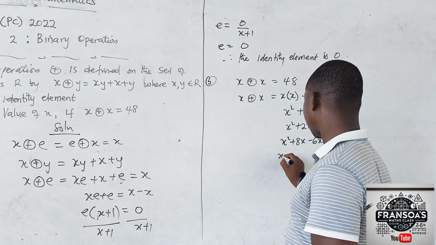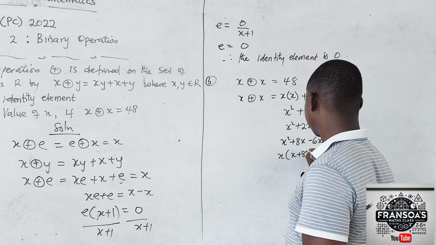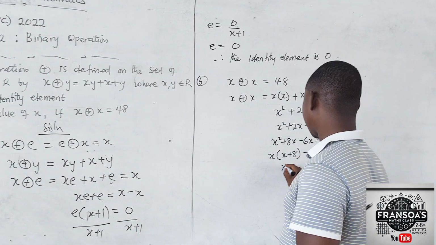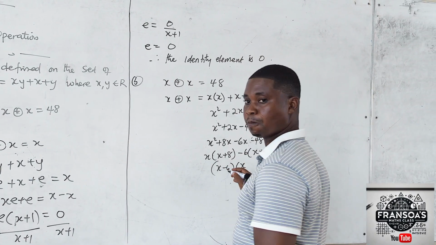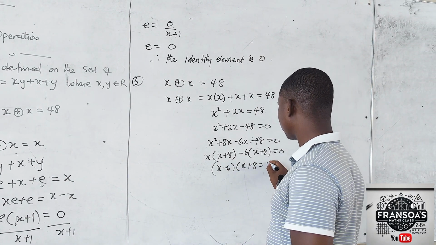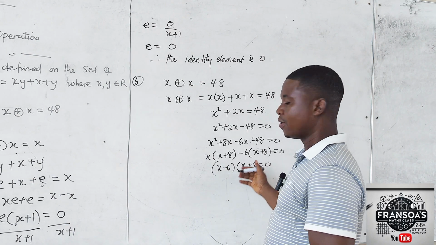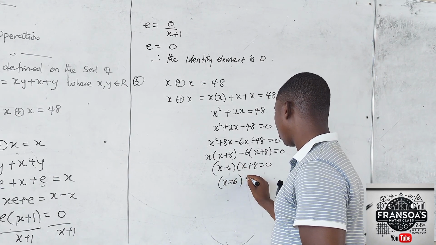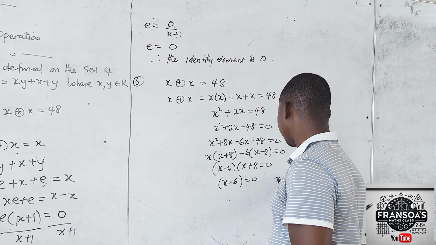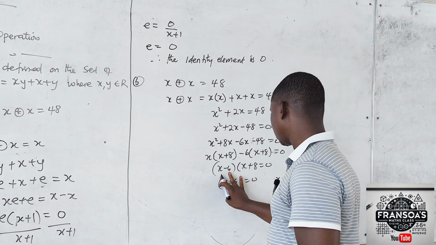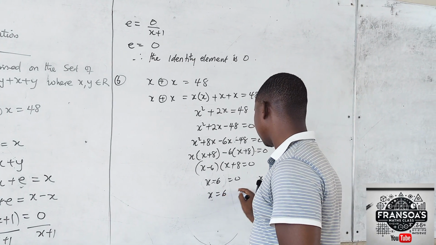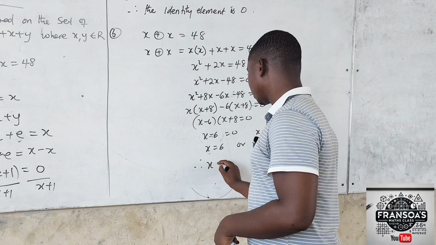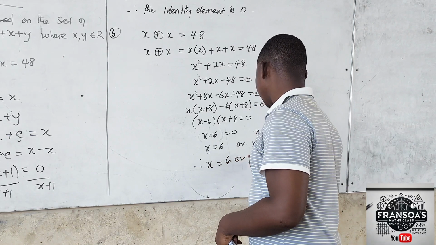With this, you have x out, x plus 8, minus 6 out, x plus 8, equal to 0. So x minus 6, x plus 8 equal to 0. With this, x minus 6 equal to 0, then x plus 8 equal to 0. So we find our x is equal to 6 or x is equal to negative 8. Therefore, our x is equal to 6 or negative 8.